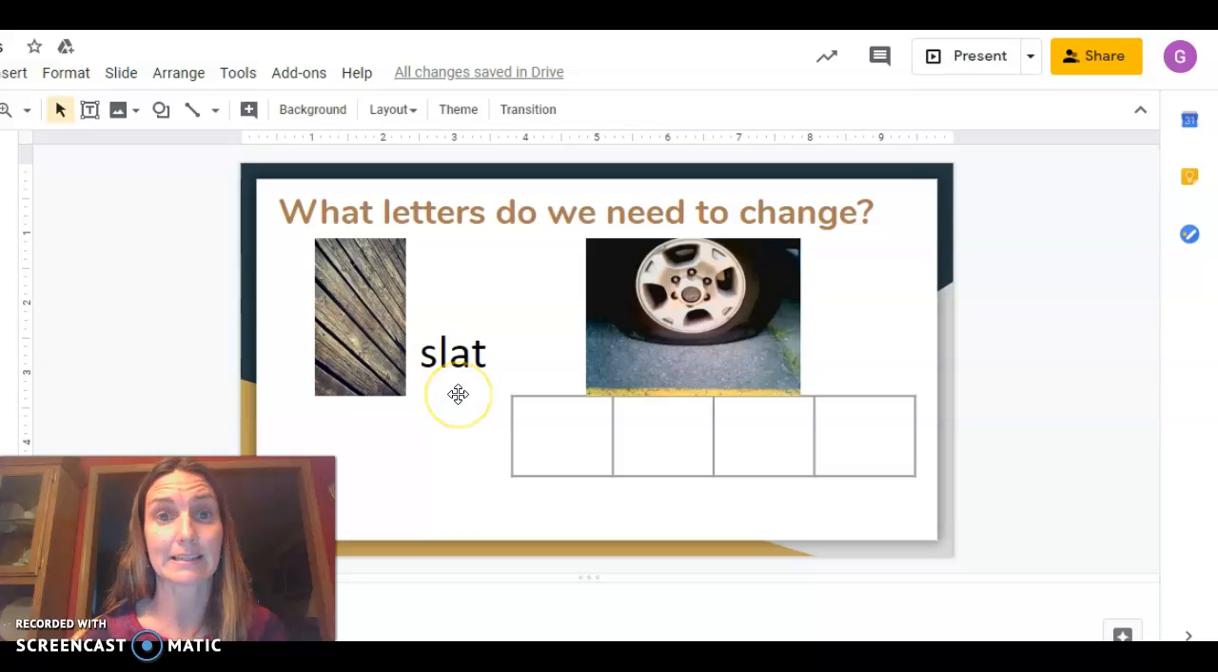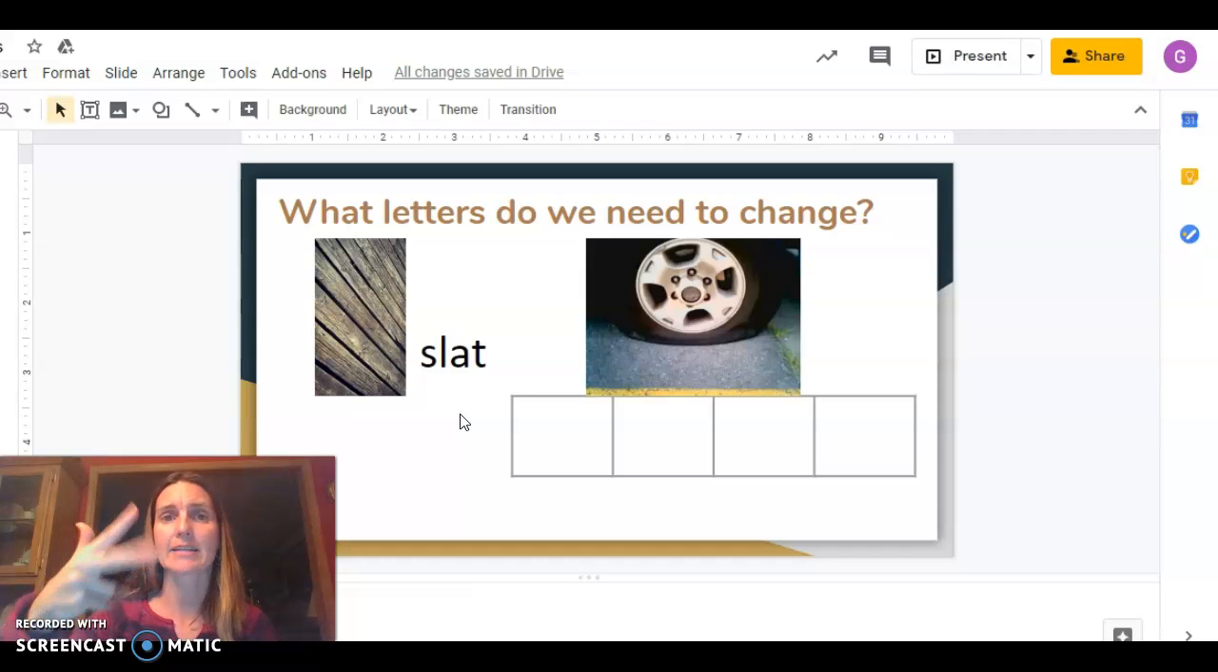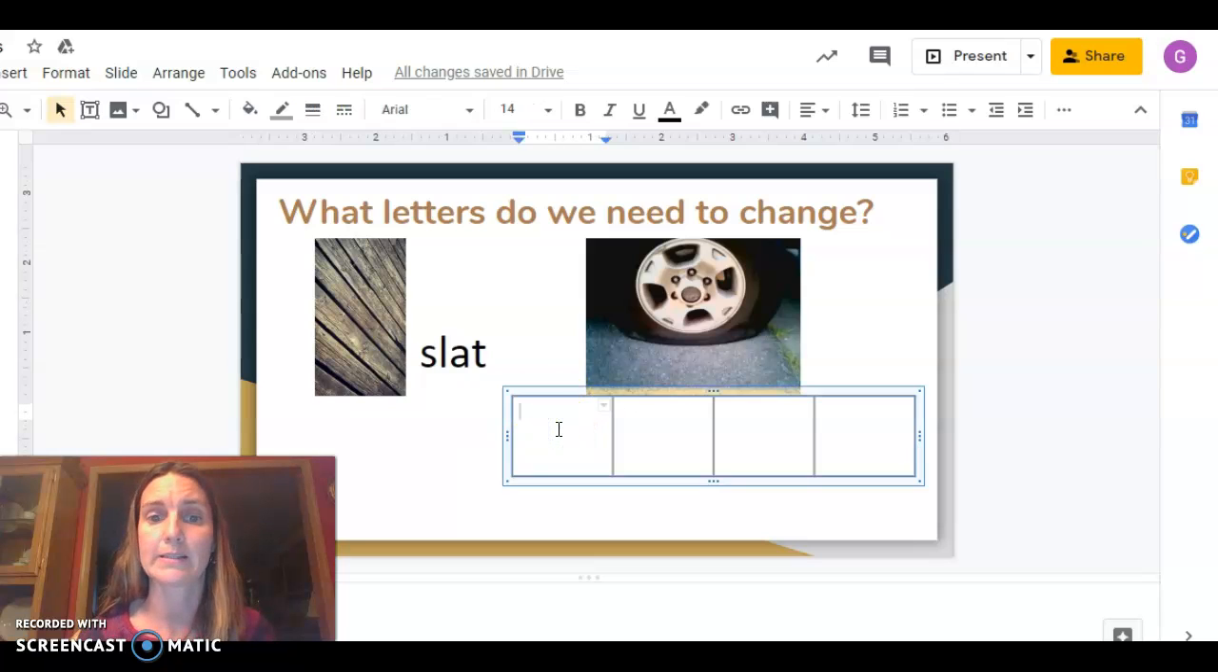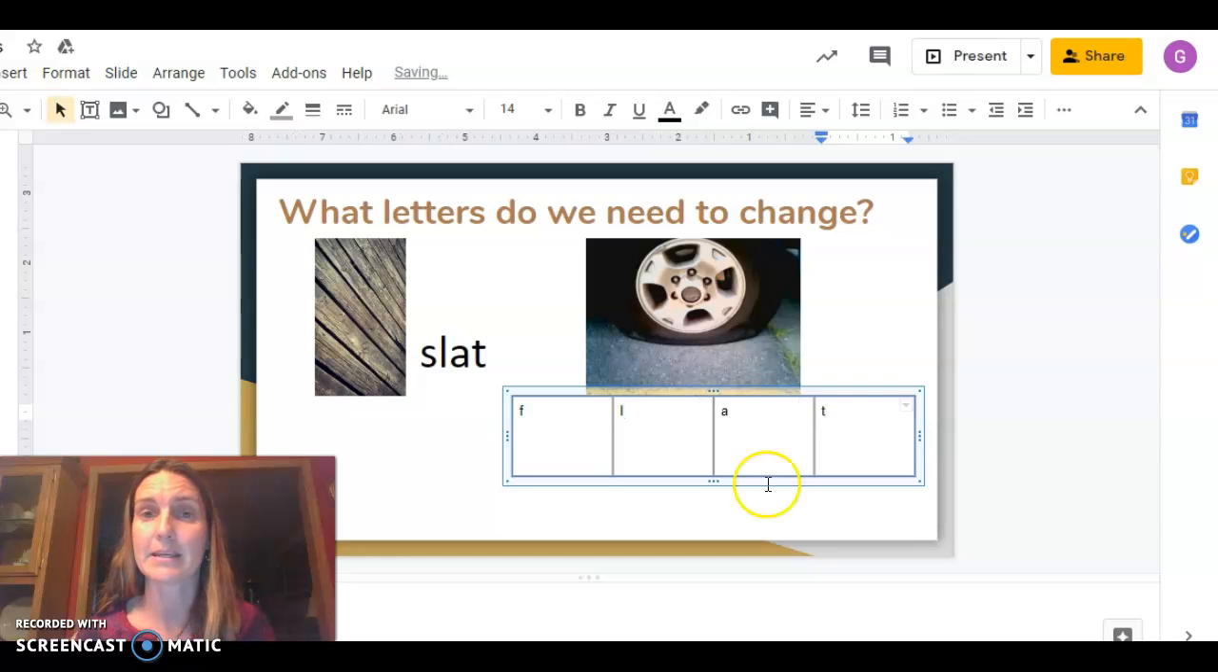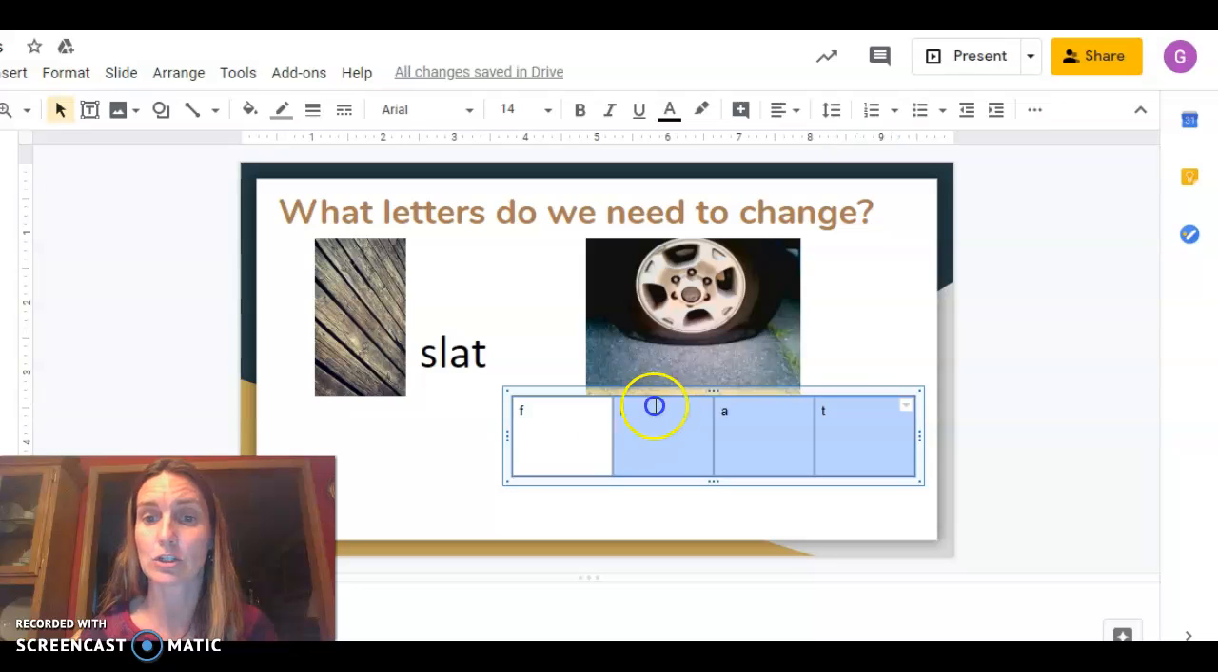Now we have slat. We want it to say flat. What letters do we need to change? Let's stretch out flat. Flat. F-l-a-t. Flat. Where did that change happen? At the beginning. We said goodbye to the letter S and hello to the letter F because that makes the F sound that we heard at the beginning. So slat turns into flat.